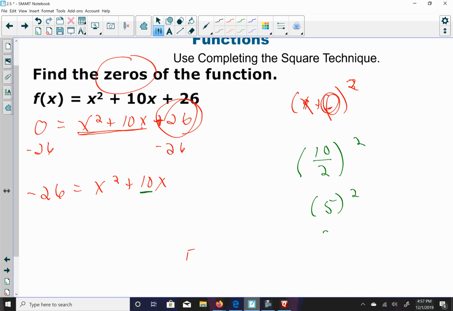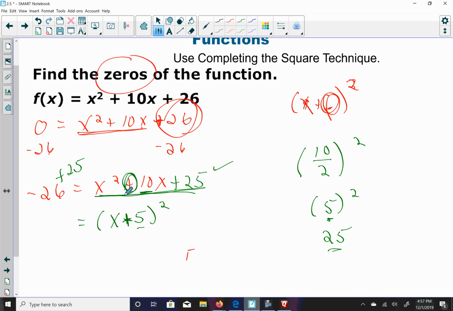5 squared is 25. So I'm going to have to add 25 to this side. And if I add 25 to the right side, I'm going to have to add 25 to the left side. The reason I did that is now I can rewrite this x squared plus 10x plus 25 as x plus 5 squared. If I were to FOIL that out, I would end up with x squared plus 10x plus 25. The 25 is here. This 5 comes from here. It's half of the middle term. And the sign that I put inside the parenthesis is the same sign that's in between the first and second term. It's always the same sign.